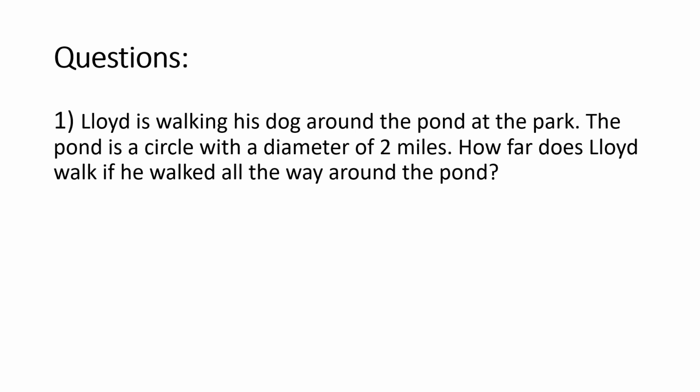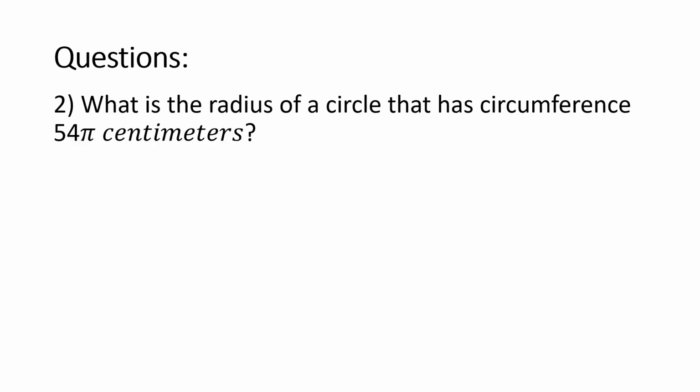We talked about this. The perimeter or circumference of a circle, which is notated as C, you can write as pi multiplied by the diameter, or 2 pi multiplied by the radius. The diameter is 2 and the radius is half of that, so the radius is 1 mile. Students can use either way to figure out the answer.